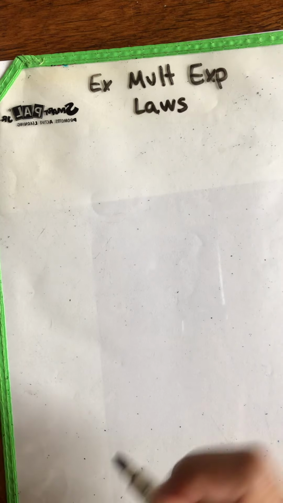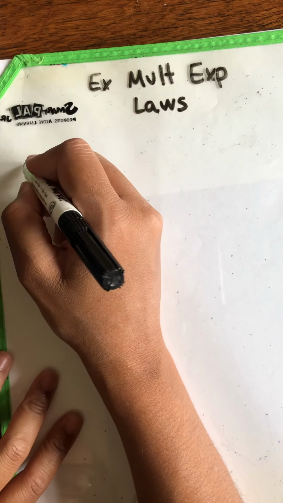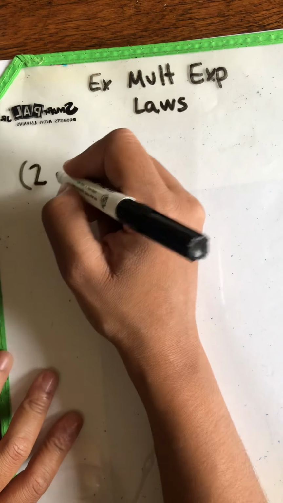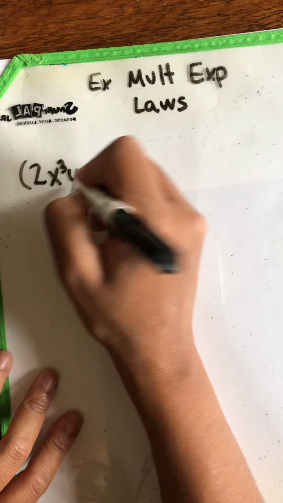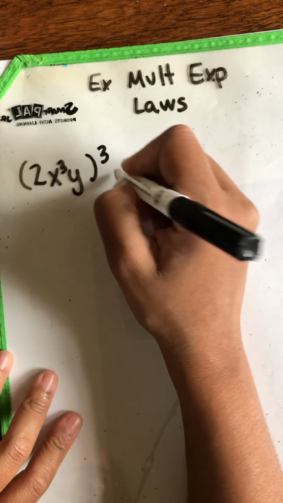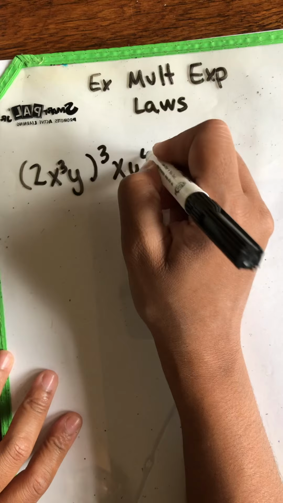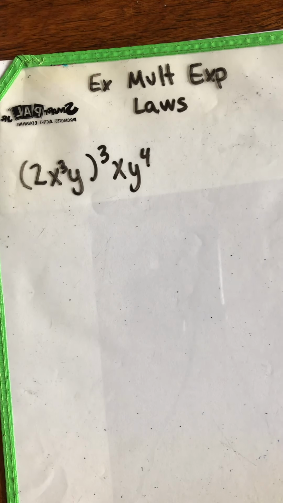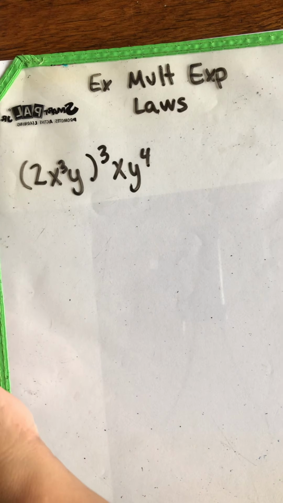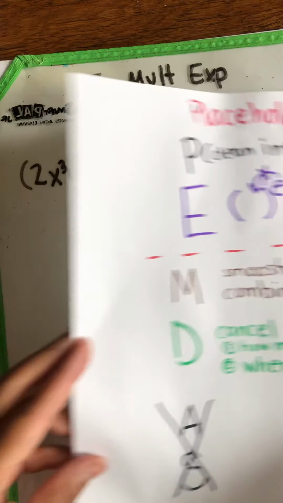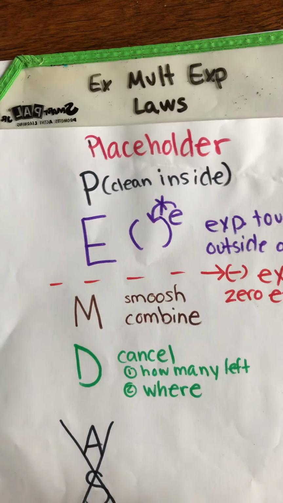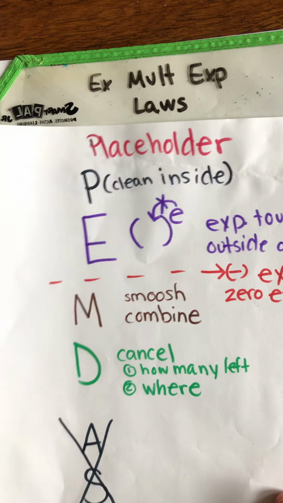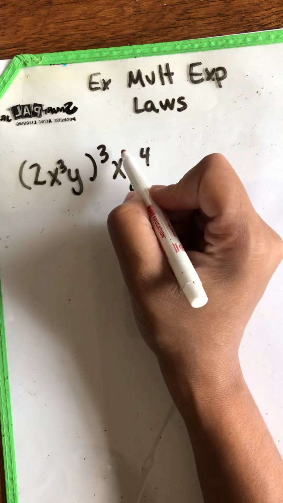I wanted to go over some examples of the multiplication law of exponents, just so that you have a little bit more practice. I'm going to be using my PEMDAS sheet to help me. This should be on the top of your papers when you're doing these. The first thing I'm going to do is look for anything that needs a placeholder. Basically anything that needs an exponent.